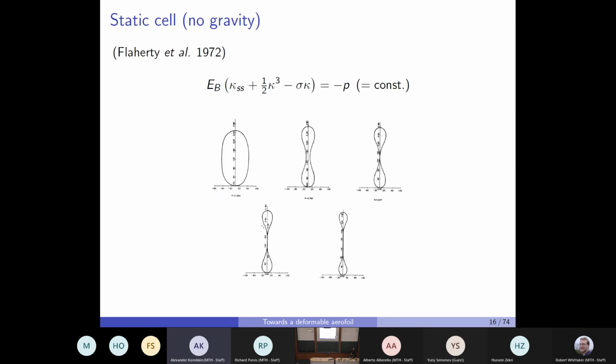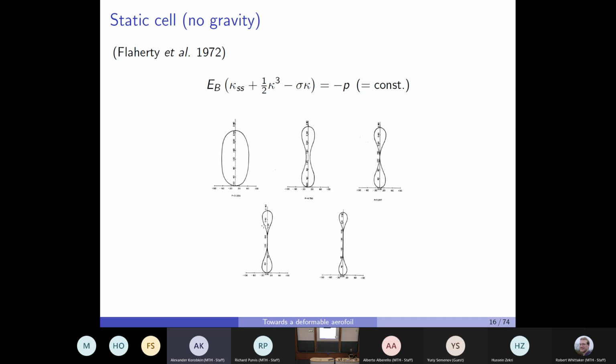Okay, so if we go back to the Flaherty problem, let's knock out gravity now. Let's say that the cell has 0 mass, or there's no gravity. Then the equation on the previous slide under that, if you knock out gravity, reduces to the one at the top. And if we solve that, we get these solutions from Flaherty's paper that I showed you a minute ago.